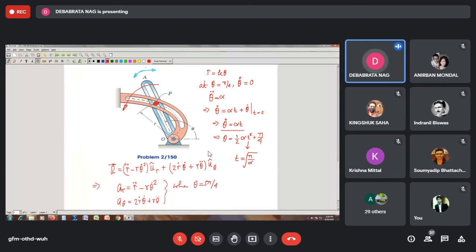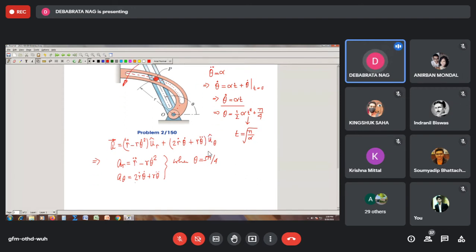Now since your relationship is r equal to k theta, and this is your theta expression, ultimately we are able to find out a relationship as to how your r is changing with respect to time. So it is basically r equal to k theta, and in place of theta I can substitute this particular expression, half alpha t square plus pi by 4, into this constant. So this is the function of how your r is changing with respect to time.